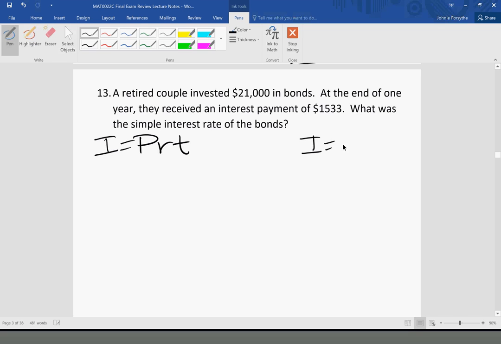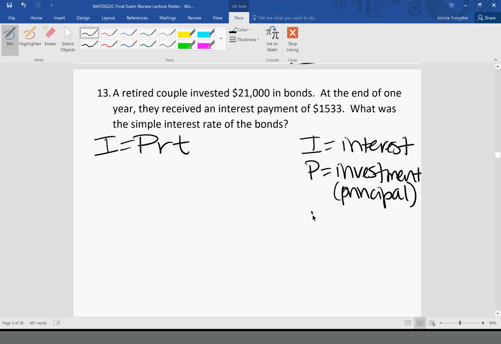So the capital I, that is the interest that you get. P is how much you invest, your investment. The P stands for principal, but I'll just say investment. R is the rate, and then T is time in years.